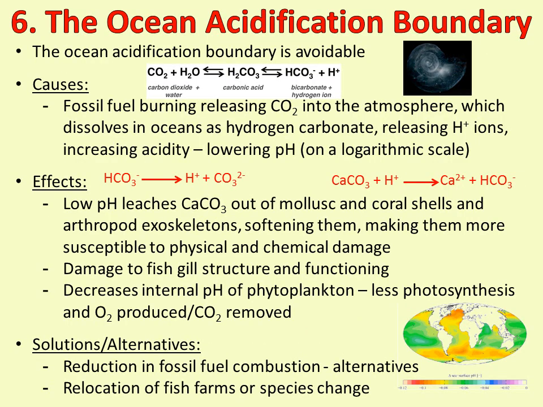The ocean acidification boundary. Combustion of fossil fuels releases carbon dioxide, which dissolves in the oceans, forming hydrogen carbonate. This releases hydrogen ions, increasing acidity and lowering pH. This is on a logarithmic scale, i.e. a small drop in pH corresponds to a huge increase in hydrogen ion concentration. This acidic pH softens the shells of crustaceans and coral, making them more vulnerable to chemical and physical attack. It can also damage fish gills, for example.